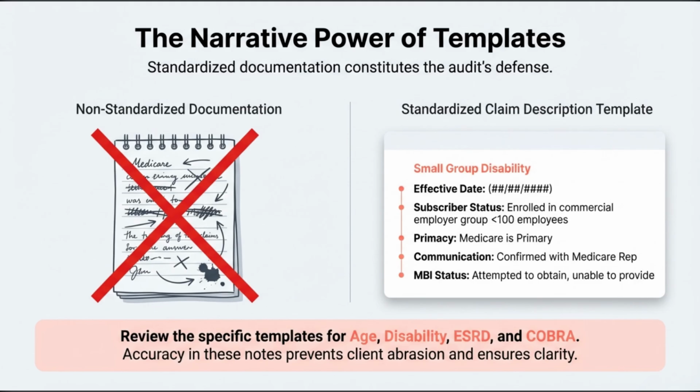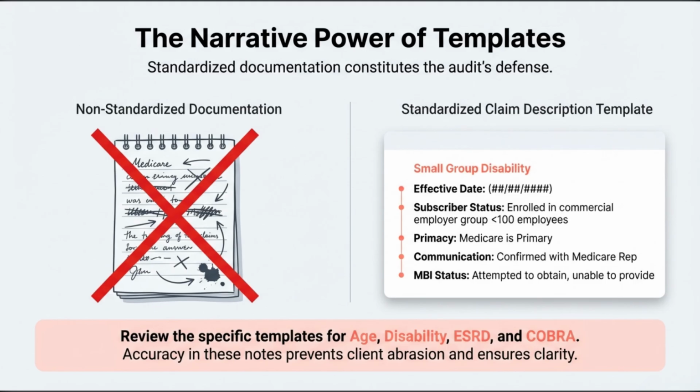Let's dissect this beauty. First, effective date. Right there, no guessing. Second, subscriber status. Enrolled in a commercial employer group with fewer than 100 employees. What does this immediately tell us about Medicare primacy for a disability beneficiary? Our rules clearly state that if the employer has less than 100 employees, Medicare is primary for disability cases. And look, the primacy field confirms it. Medicare is primary. No ambiguity. Isn't that fantastic how just one detail drives the complex logic?